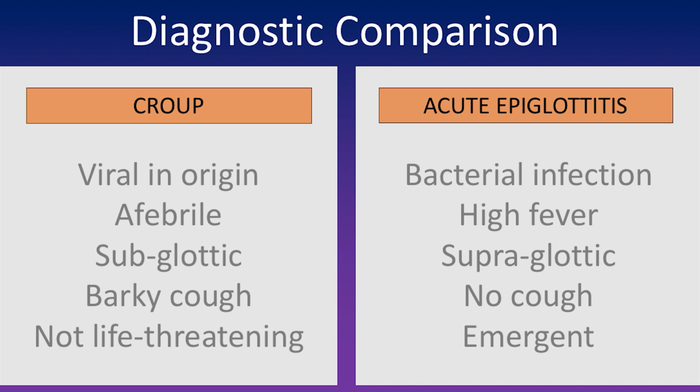Now, remember we said it's kind of an emergent situation for the patient in terms of breathing, so they're not going to want to swallow, but they're also not going to want to cough. Whereas in croup, they're going to be coughing. It's an irritant. It's going to sound like a kind of barky seal. But in acute epiglottitis, typically the patient's not coughing at all because the body has entered that emergency response.